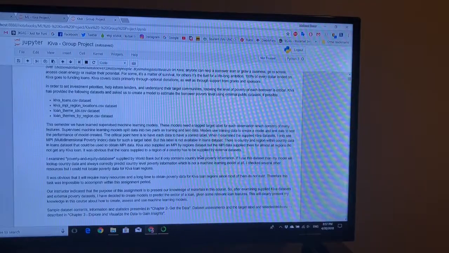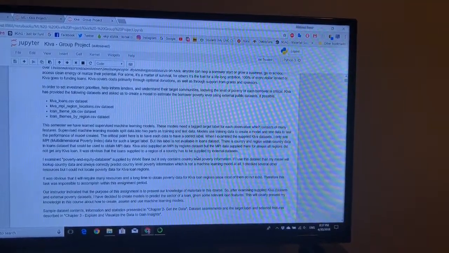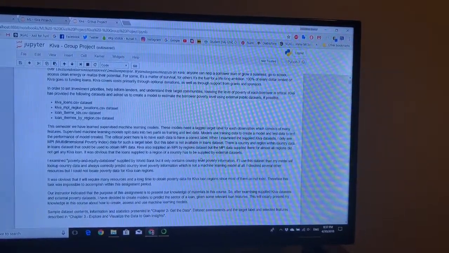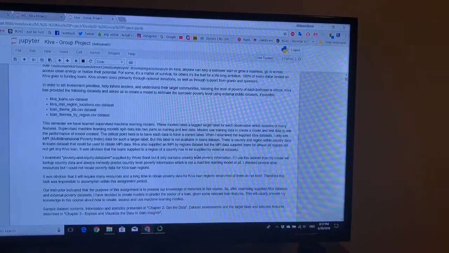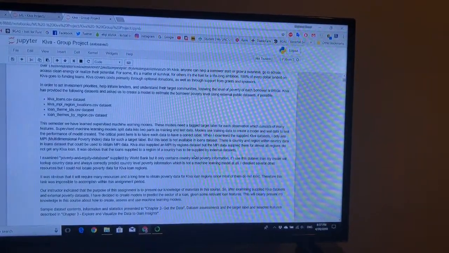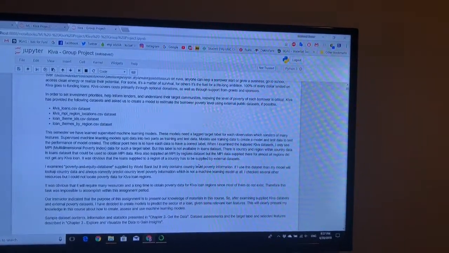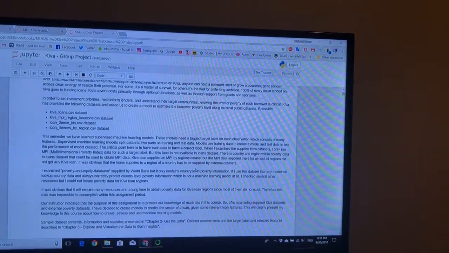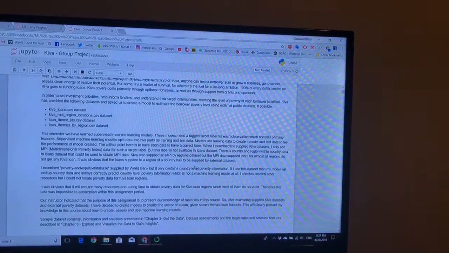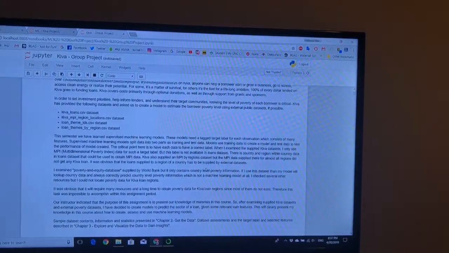Our instructor indicated that the purpose of this assignment is to present our knowledge of the materials in this course. So, after examining the supplied Kiva datasets and external poverty datasets, I have decided to create models to predict the sector of a loan, given some relevant loan features. This will clearly present my knowledge in this course about how to create, assess, and use machine learning models.